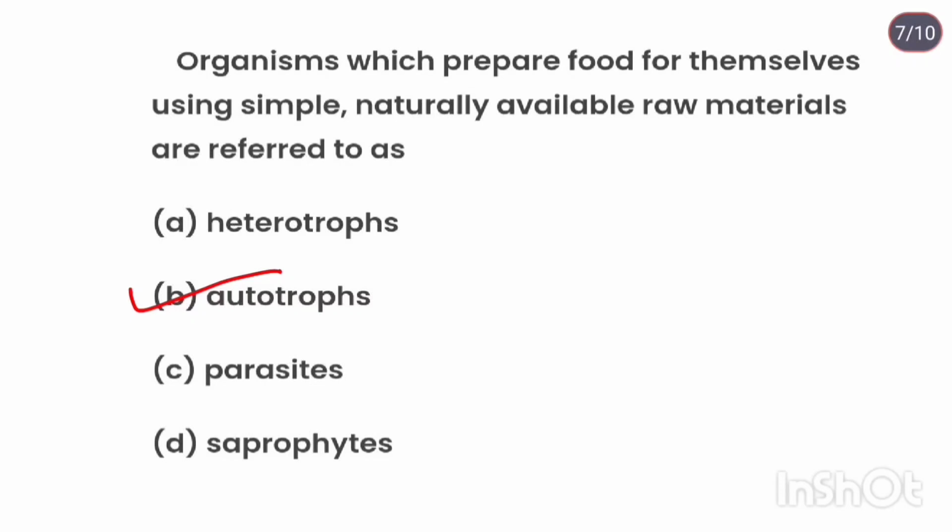Organisms which are dependent on plants for their food are known as heterotrophs. Parasites are those organisms which live and are dependent on the host for food. They obtain food at the cost of their host. Saprophytes are the organisms which eat dead and decaying matter as food.